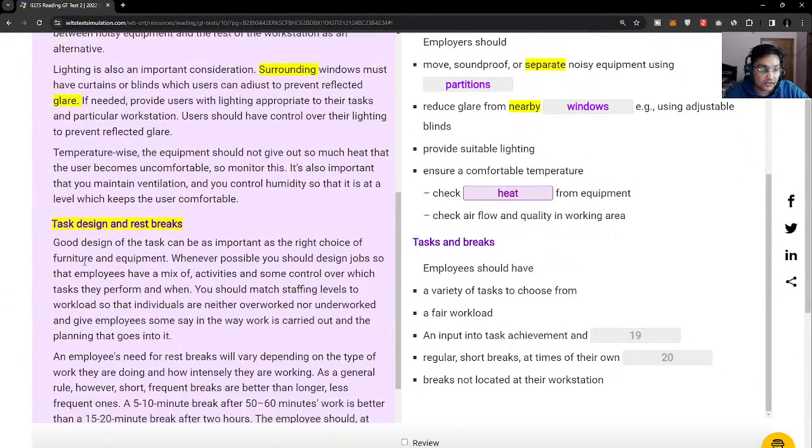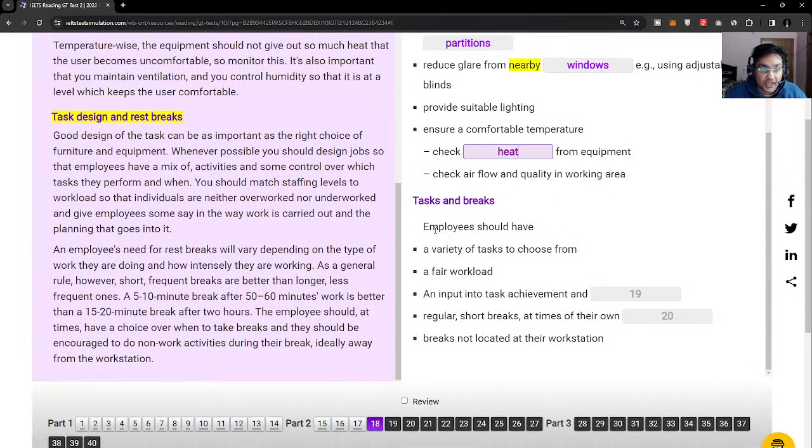No need to read further. Let's move on to the last heading. Employees should have a variety of tasks to choose from, a fair workload and input into task achievement and planning. Workload and division, neither overworked nor underworked. And employees need input into task achievement, and give employees some say in the work. Okay. And input into how tasks are carried out, and the planning that goes into it, into task achievement and planning.